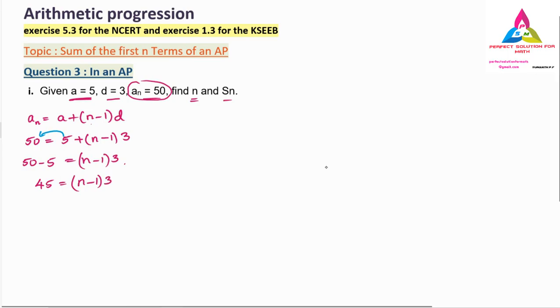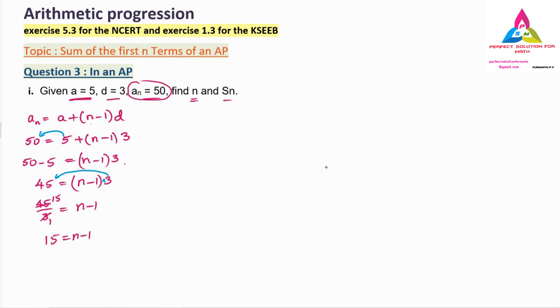Now what do we have to shift? Most importantly, now you have multiplication between (n - 1) and 3. The 3 you have to shift. When you shift that 3 to the other side, it will divide, because you have multiplication. So it will divide by 3, equals n - 1. 3 1s are 3, 3 15s are 45. So here we got 15 = n - 1.